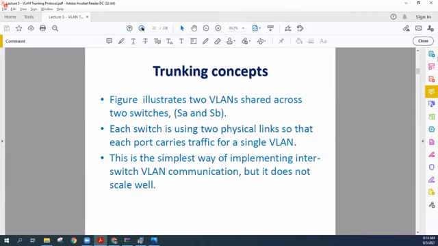We were here. The figure illustrates two VLANs shared across switches, switch A and switch B. Each switch is using two physical links so that each port carries the traffic for a single VLAN.